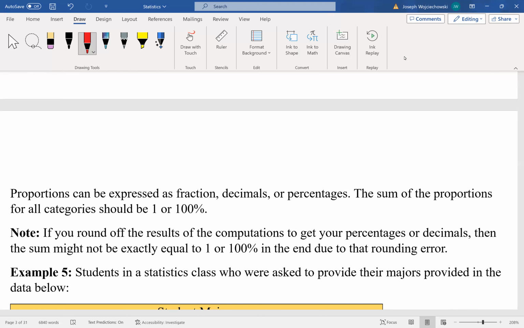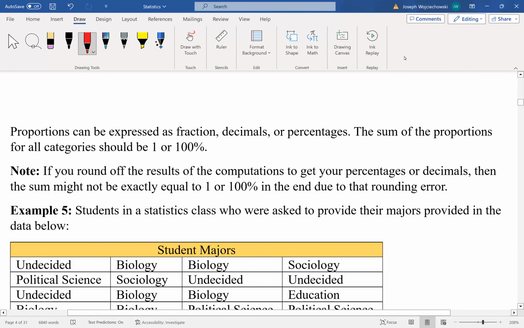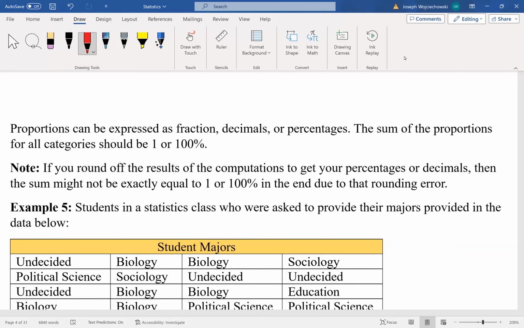The sum of all the proportions for all categories should be 1 if you're using fractions and decimals, or 100% if you're using percentages. Keep in mind, however, if you round off the results of the computations to get your percentages or decimals, the sum might not exactly equal 1 or 100 in the end due to the rounding error.